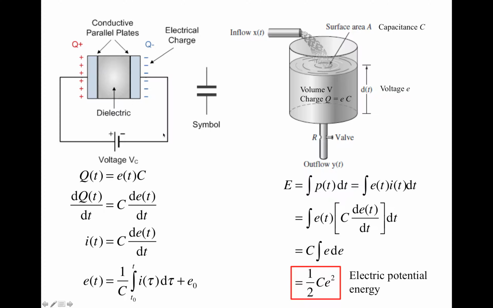So if the electric charge Q accumulated across the capacitor equals voltage times capacitance C, right? Once we have this equation, what we can do is take a temporal derivative on both sides. On the right-hand side, C is a constant; it doesn't change with time, but voltage does change with time. So C dE over dt, right?